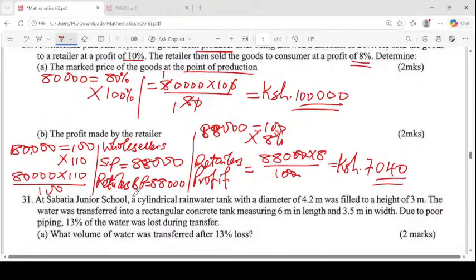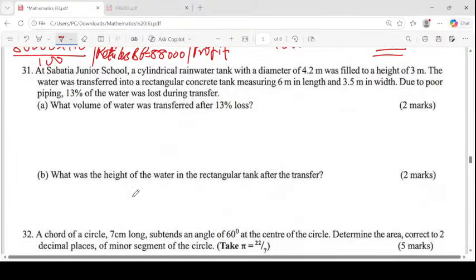Let's look at question number 31. At Sabatia Junior School, a cylindrical rainwater tank with a diameter of 4.2 meters is filled to a height of 3 meters. The water was transferred into a rectangular concrete tank measuring 9 meters in length and 3.5 meters in width. Due to piping, 13% of the water was lost during the transfer. What volume of the water was transferred after the 13% loss?